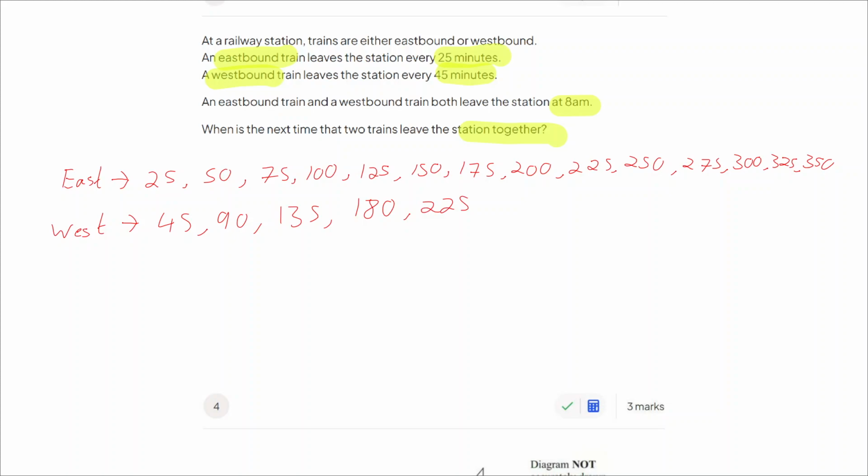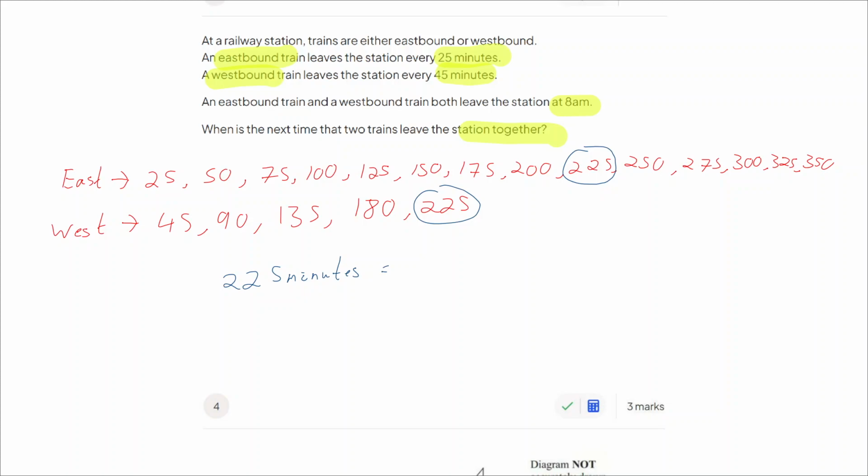Good. Right, so I can see that they both meet after 225. That's the first time that they meet together. Let's just double check that I haven't missed one out. No, that is it. Now, what is 225 minutes in terms of hours and minutes? Because you want to add it on to 8 AM.